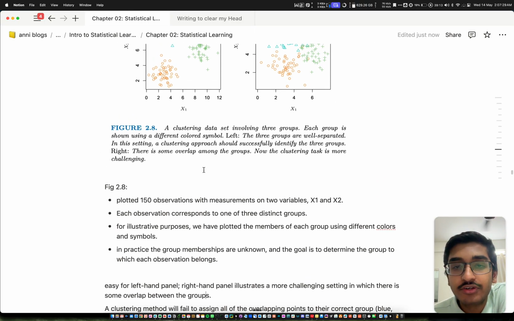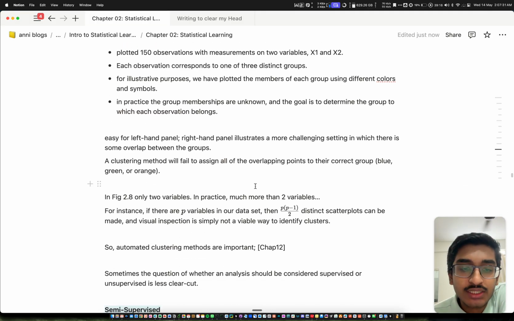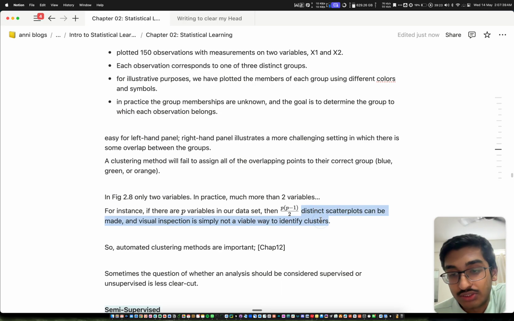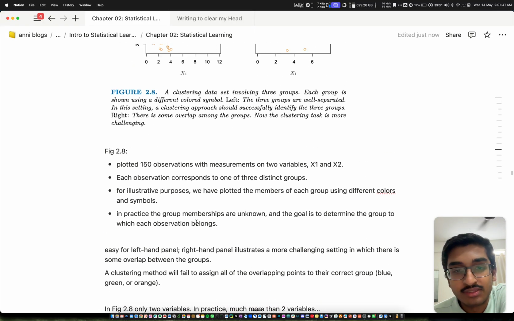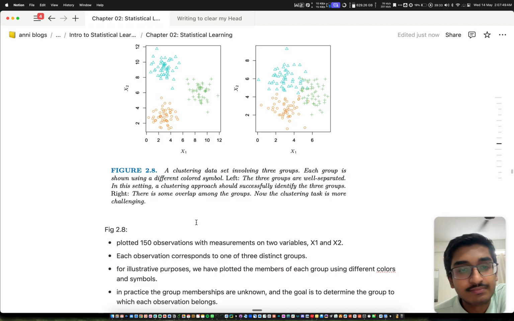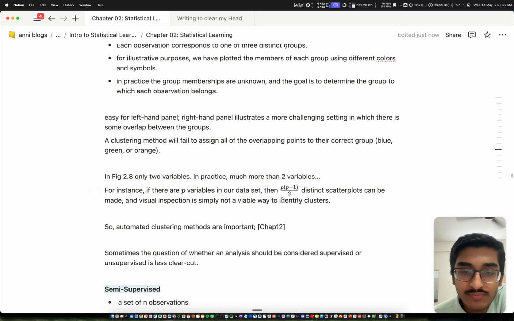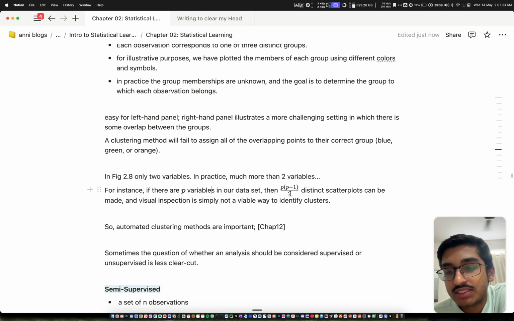Yeah, and this is only for 2 variables. So imagine there are p variables. Let's say there are 3 variables. Then you'd have to do 3 distinct scatter plots, right? And visual inspection is not a viable way to identify clusters if you had 3 different variables. If you had 2 variables, it's just one scatter plot. If you had 3 variables, you need to understand how x1 relates to x2, how x2 relates to x3, and how x1 relates to x3. That's why you need three scatter plots.